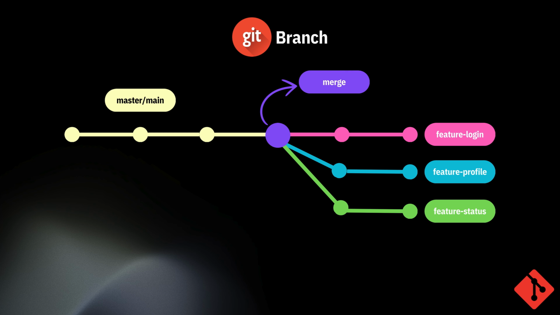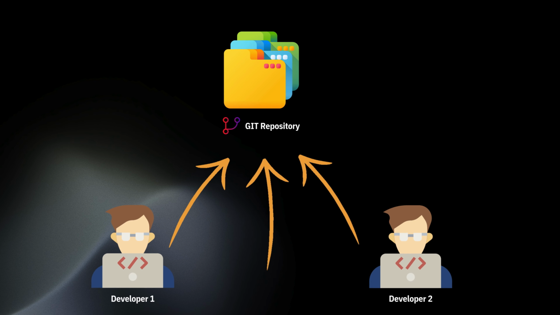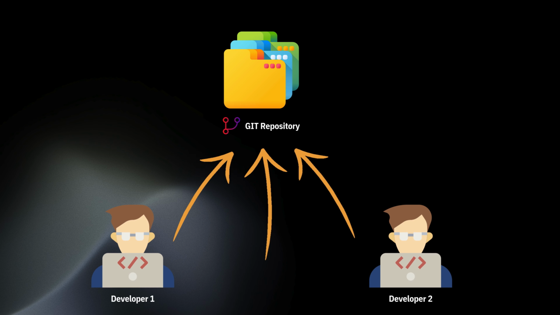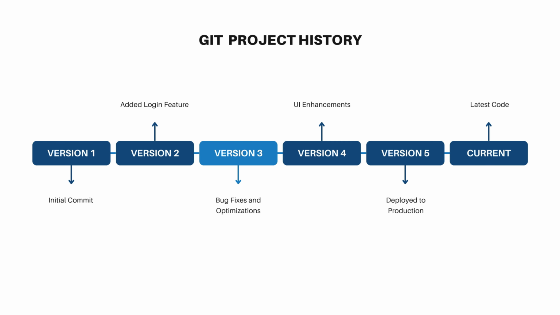With Git, you can create branches to work on new features or bug fixes independently. Once ready, merging allows you to integrate these changes seamlessly into the main code base. Git enables multiple developers to work on the same project without conflicts, fostering smooth teamwork. Git keeps a complete history of all changes, allowing you to review, debug, or revert to earlier versions whenever needed.